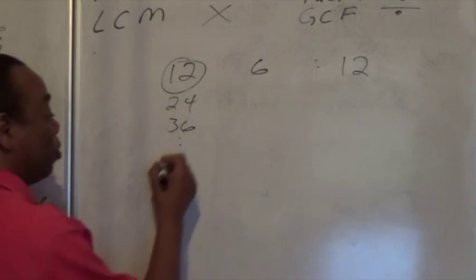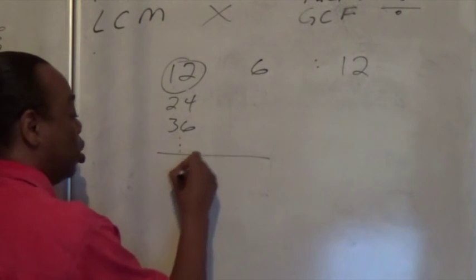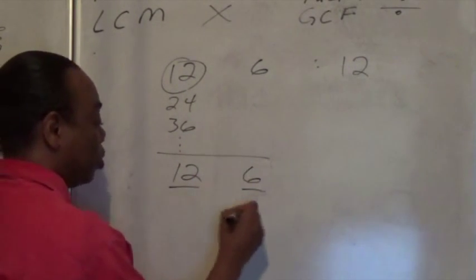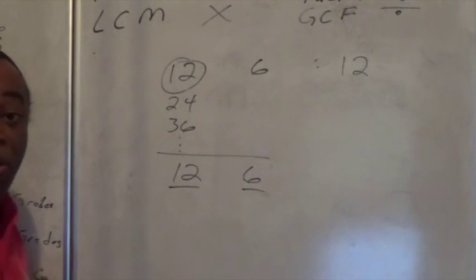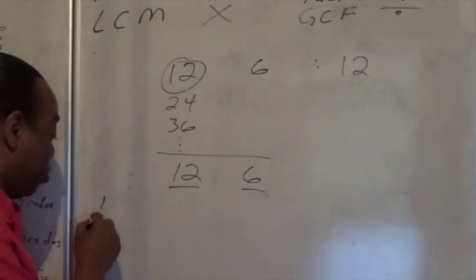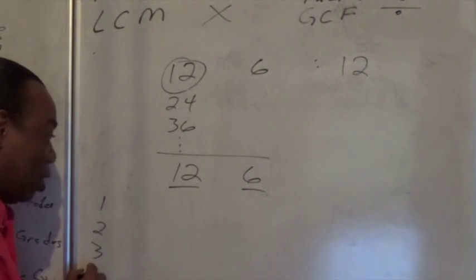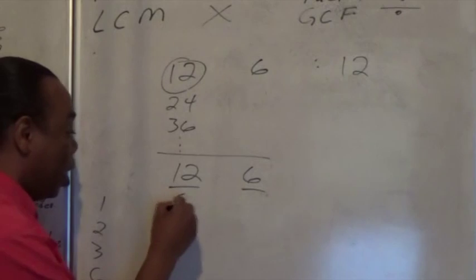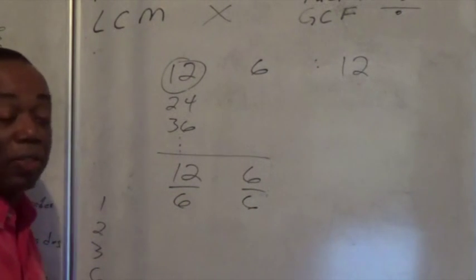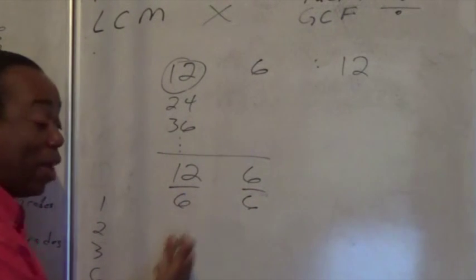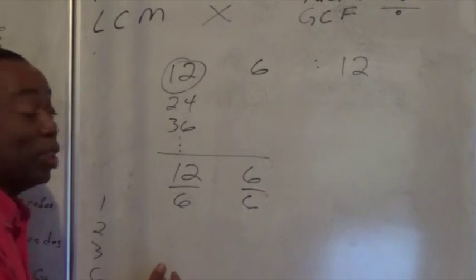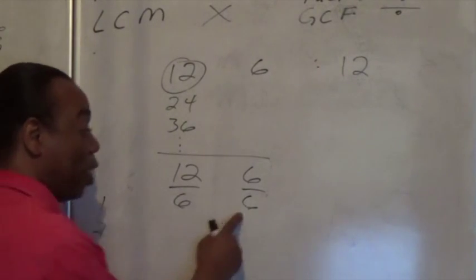Now let's find the GCF. 12 and 6, we want to divide those. I can divide both by 1, by 2, by 3, and by 6. 6 is my greatest number that I can divide them both by. Therefore, that's my GCF, my greatest factor.